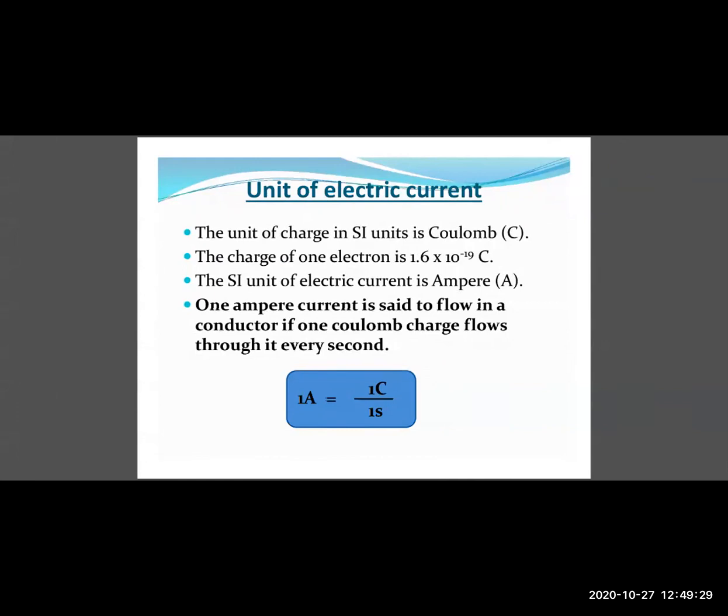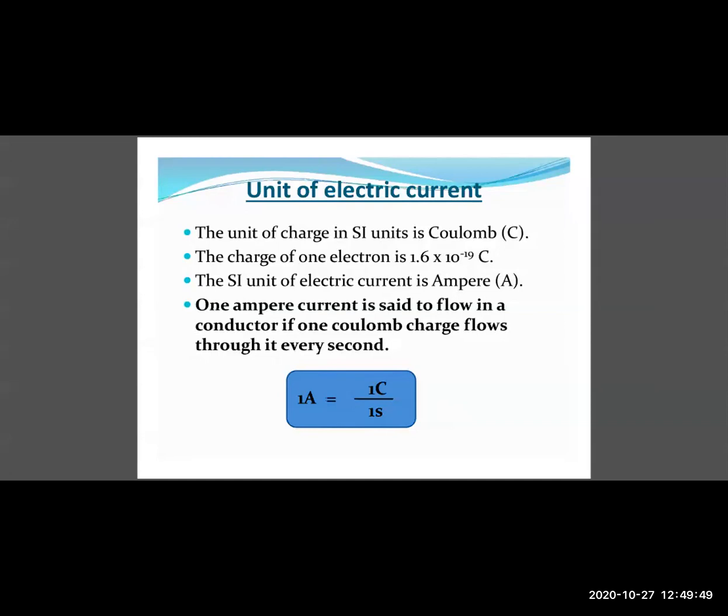It is a very tiny charge. A single electron carries a very, very tiny charge. But in a conductor, there are millions and millions of electrons moving, so when you add them up, it gives you a larger charge. Further, the SI unit of electric current is ampere, that is A.